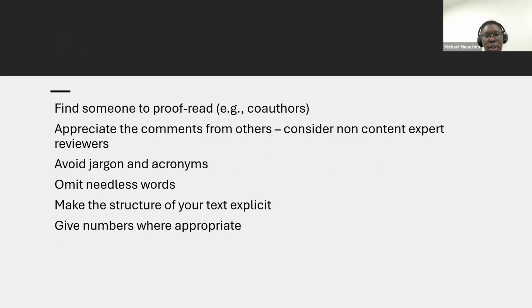Then find someone to proofread your manuscript. Your co-authors can do this. And actually, one of the things I like doing is to give papers I'm writing to people who are non-content experts. So if you're a surgeon, give them to a non-surgeon. Because even if they're not experts in that field, they will quickly pick out repetitions where your language style is not flowing or appropriate. They will actually point out places where the arguments are not congruent. So this is a really good trick.